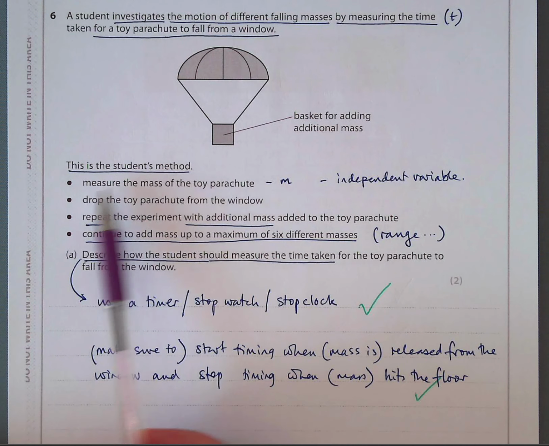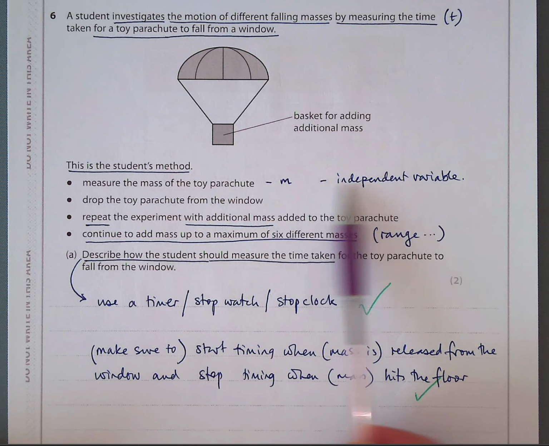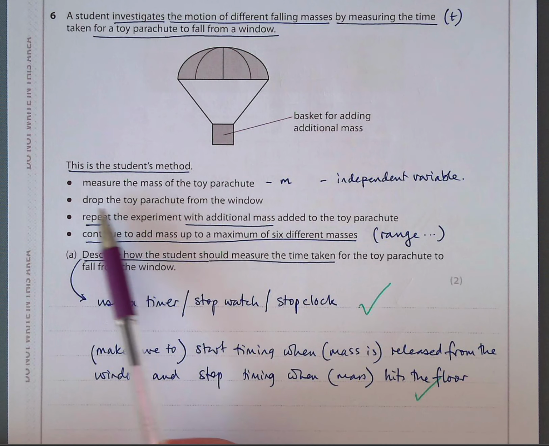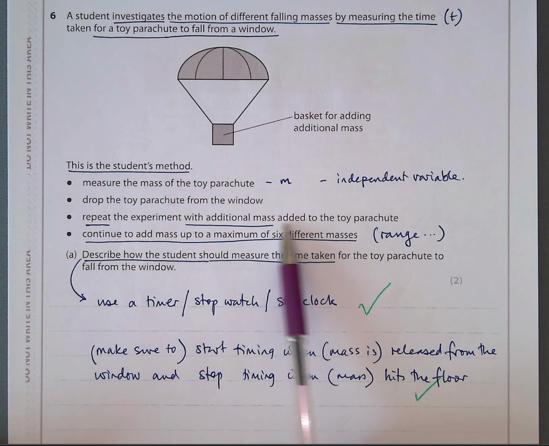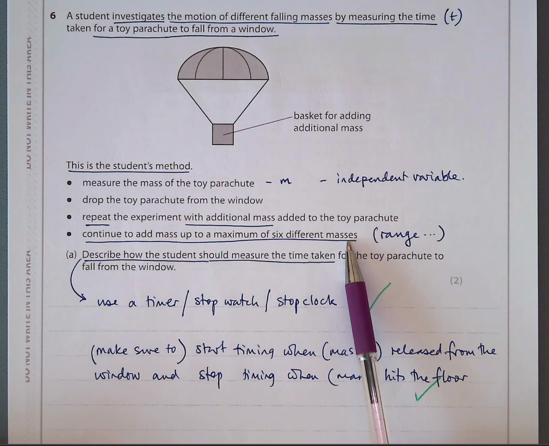This is the student's method. Measure the mass of the toy parachute. So that's the independent variable. That's the thing that they're going to investigate. Drop the parachute from the window. Repeat the experiment with additional mass added to the toy parachute, and continue to add masses to a maximum of 6 different masses.